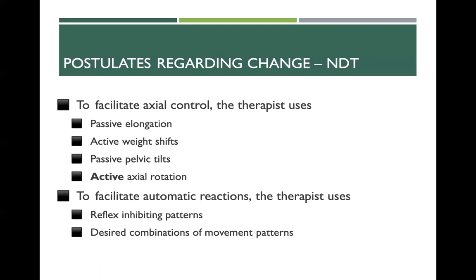Some more postulates regarding change in regards to the NDT approach. To facilitate axial control, the therapist uses passive elongation, active weight shifts, passive pelvic tilts, as well as active axial rotation. And then to facilitate automatic reactions, the therapist uses reflex inhibiting patterns. So you're breaking up the reflex that may not be integrated. You're holding it in a static position. So this is not always super optimal for treatment purposes. You're also looking at desired combination of movement patterns as well.